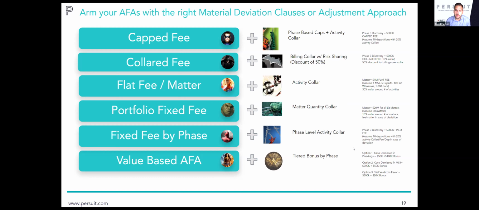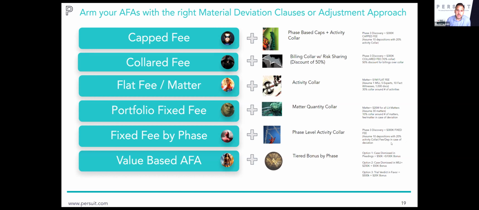Yeah. So as far as the phase level activity collar there, really a similar approach to what we mentioned with the cap fees. You're defining your assumptions at the phase level and then adjusting the fixed fee at that phase if there's a material deviation in the quantity of those assumptions. One of the best practices here is to actually pre-negotiate what the fee is for each of those activities, which I think we will talk to in a little bit more detail.